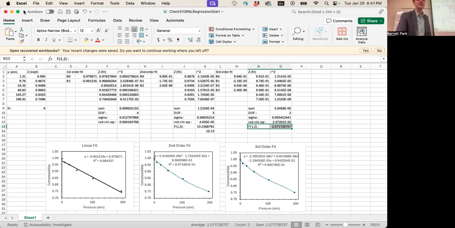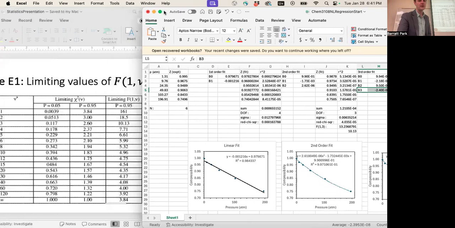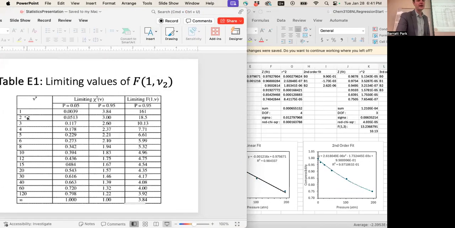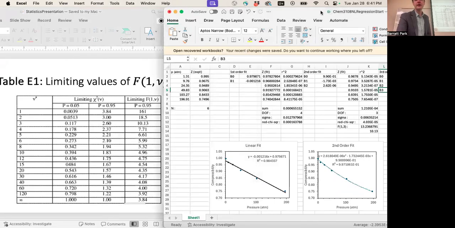So now in order to see whether we should include this B3 parameter or not, we can go to the table over here. And so now we only have 2 degrees of freedom. So we need to look at the second row of this table here. And this tells you that the limiting value of the F parameter in this case should be 18.5. So I'm going to go over here and enter.